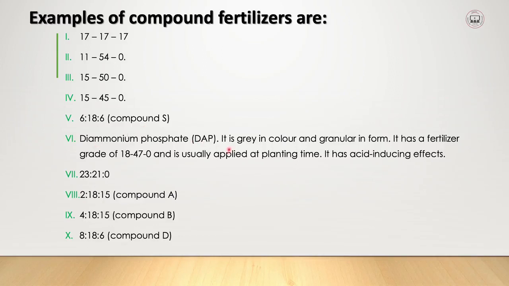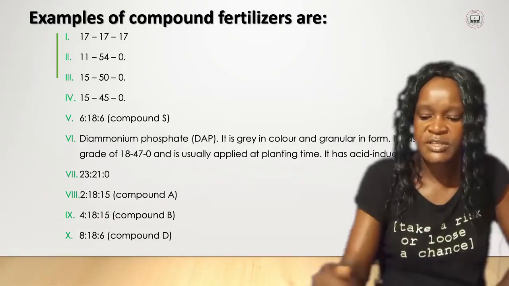Then we have DAP. They are gray in color, and they have the grade of 18-47-0, and is usually applied at planting time. So it has acid-inducing effects, of course. Then we also have the grade of fertilizer, namely 23-21-0, 2-18-15. This is termed as compound A. 4-18-15, termed as compound B. 8-18-6, termed as compound C.